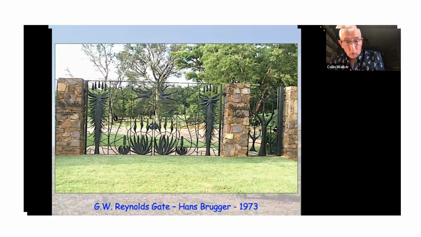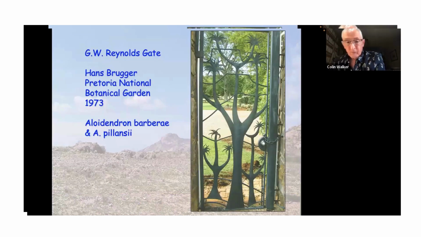Metal artwork also features aloes. This is the Gilbert Reynolds Gate at the Pretoria Botanic Gardens. So this was opened in 1973, and they commissioned metalworker Hans Brugger to design and make 2 gates. This is the Aloe Gate, commemorating the aloe work of Gilbert Reynolds. The panel on the right is what we're focusing on, though. Here it is. This features 2 tree aloes.